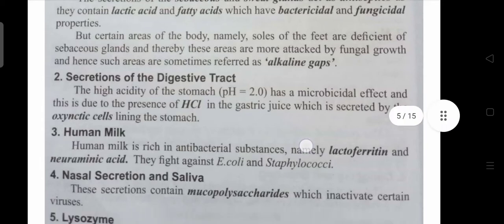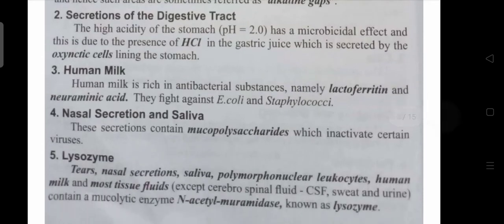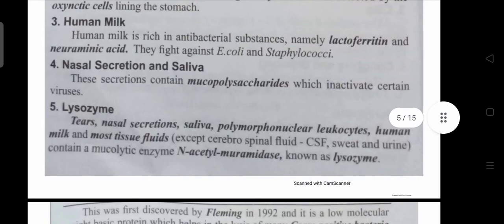Next one is nasal secretions and saliva. These secretions contain mucopolysaccharides, which inactivate certain viruses. Mucopolysaccharides in nasal secretions and saliva can inactivate certain viruses. Then next one is lysozyme.